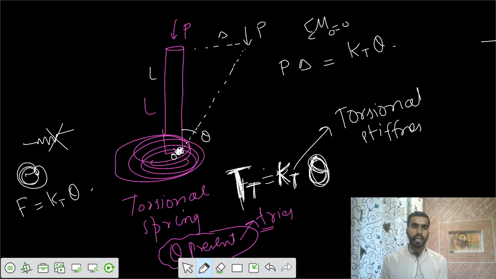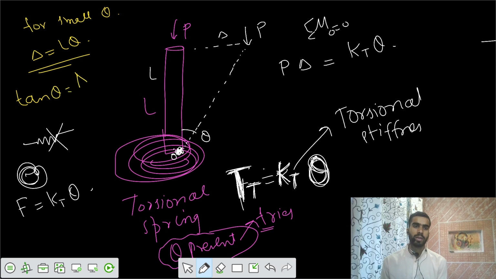And for smaller values of theta, I can write that delta equals L theta, since tan theta equals perpendicular over base. That means delta is almost equal to L theta. So I can write P times L theta equals Kt times theta. So we can write P equals Kt by L.